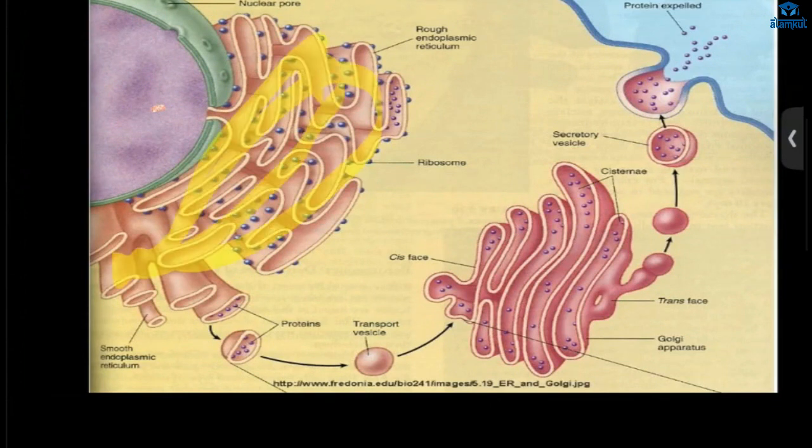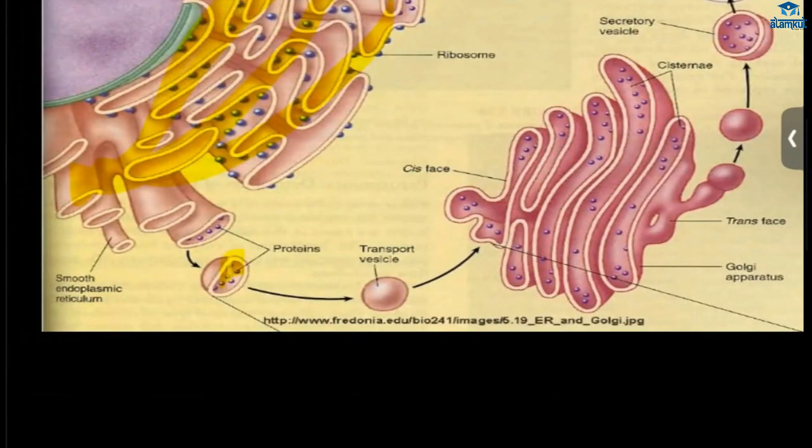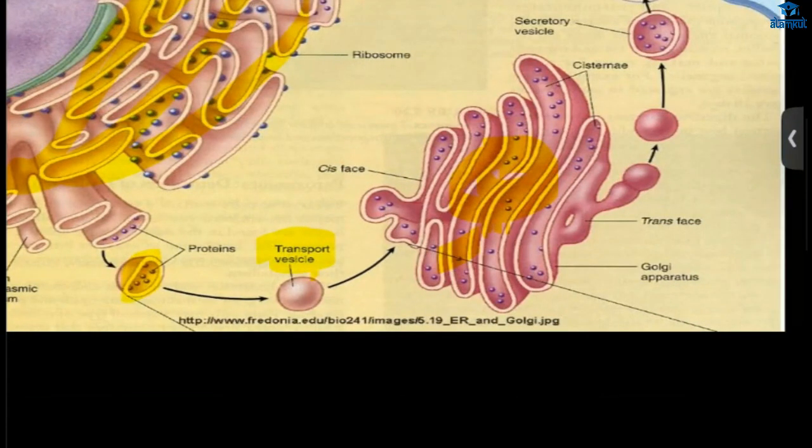Now proteins will be carried to the Golgi apparatus through transport vesicles. From there, what will happen to the protein? The protein will be modified, packed, and sorted. And after that, the vesicle from the Golgi apparatus will come out.